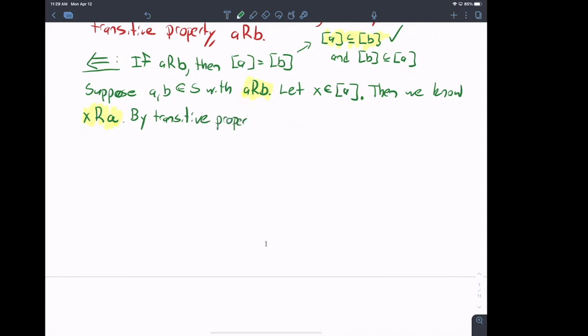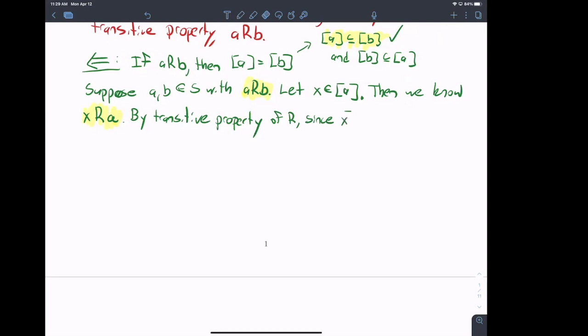But as I'm writing this proof, notice I'm telling the reader exactly what properties I'm using of the equivalence relation. So be specific. Don't just say because it's an equivalence relation, we know X should be related to B. Explain what about the equivalence relation is leading to that connection. So here we're using the transitive property of this relation R.